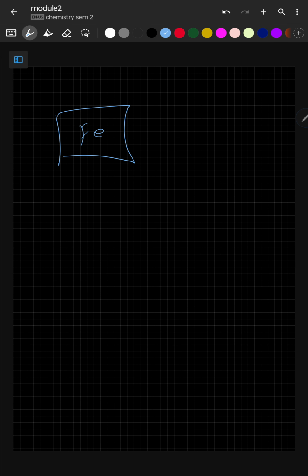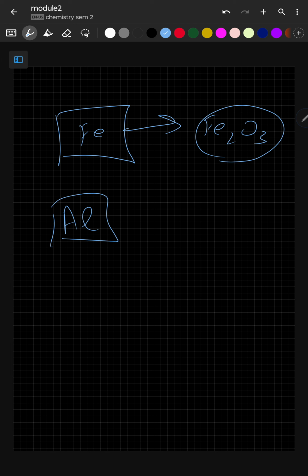Suppose we take iron, it undergoes oxidation and becomes Fe2O3. This is more prone to corrosion. It can cause more corrosion to the metal. But if you take aluminum, it undergoes oxidation and becomes aluminium oxide. This acts like a protective layer on the surface and prevents further corrosion. This is basically known as anodizing.